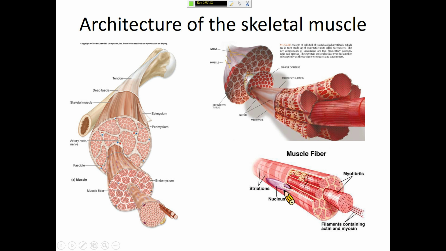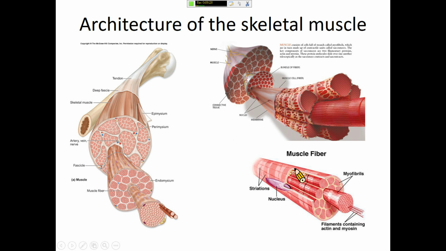And this is one muscle fiber. As you can see, one muscle fiber consists of many myofibrils. Okay, and each myofibril consists of many filaments. Okay, and there are two types of filaments, actin plus myosin, and we'll talk about their function in a moment.